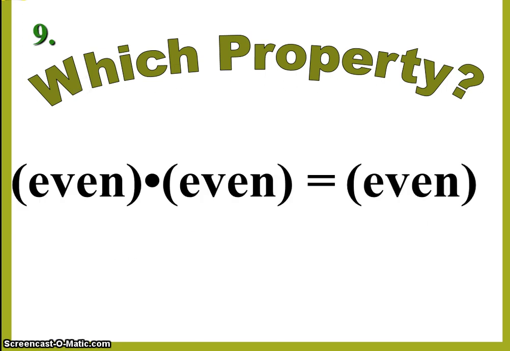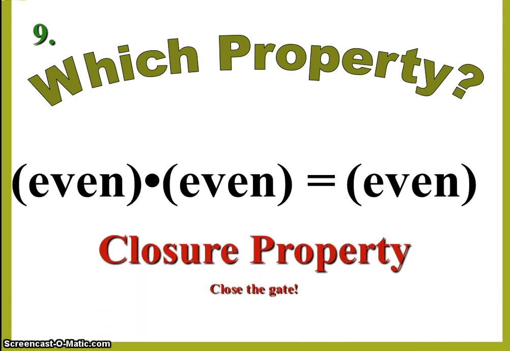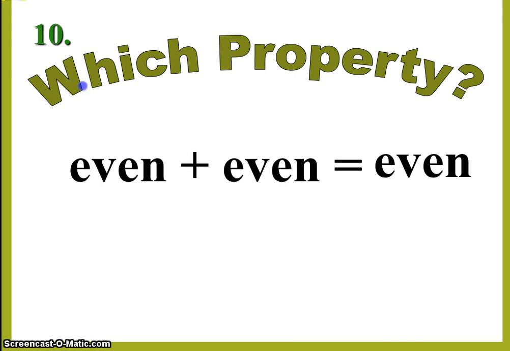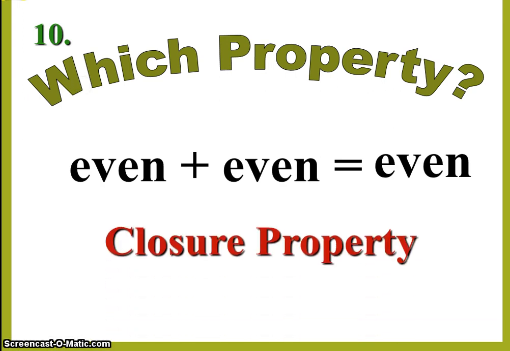Now, there is a rule that if you multiply two even numbers, you'll get an even number. So, for example, 2 times 4 is 8. All three of those numbers are even. And this is called the closure property. Same thing in addition as well.